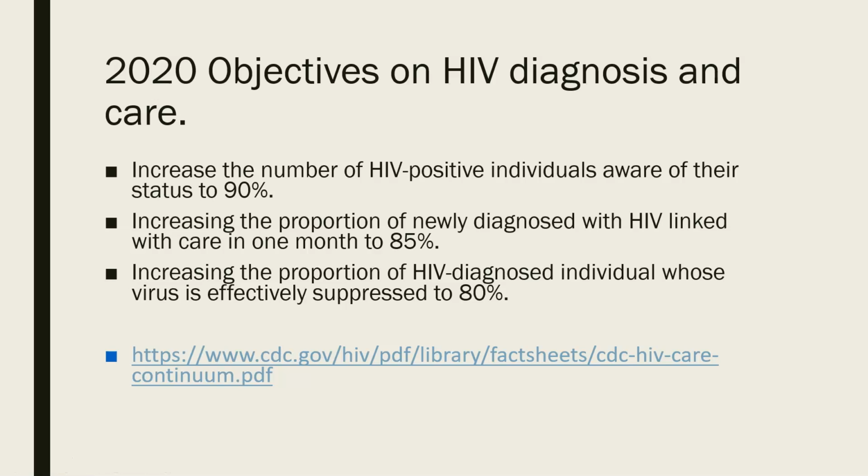So, what are the 2020 objectives on HIV diagnosis and care? Increase the number of HIV positive individuals aware of their status to 90%. Increase the proportion of newly diagnosed HIV individuals linked with care within 1 month. So when they're diagnosed with HIV, they are receiving appropriate care within 1 month. Increase the proportion of HIV diagnosed individuals whose virus is effectively suppressed to 80%. And again, here is that fact sheet all about the HIV care continuum.